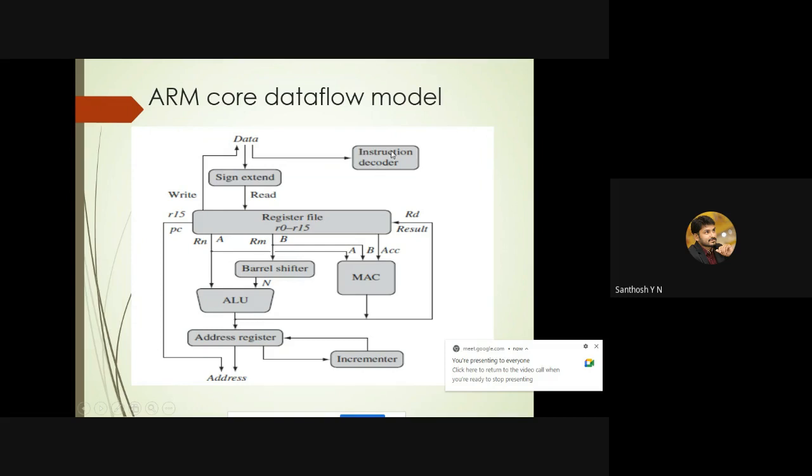So what is the use of this instruction decoder? This instruction decoder will decode the instructions in the form of machine level language. Therefore the ARM processor will be able to understand what instructions are being given to it, and based on that it will be performing the operations. And what are the various blocks in this data flow model? First is sign extension.